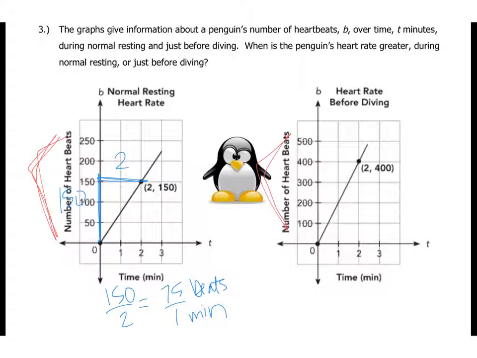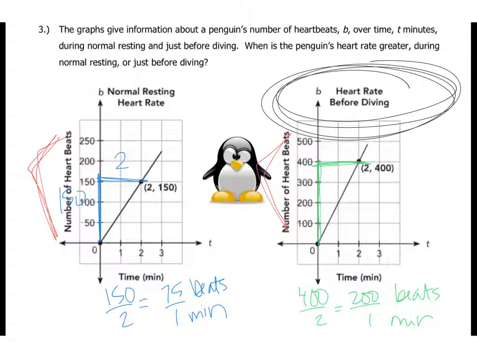And then if we look at the next one, it goes up 400 over 2. So up 400 over 2 is the same thing as 200 over 1. So 200 beats per minute. The one that is greater is obviously going to be your heart rate before diving.